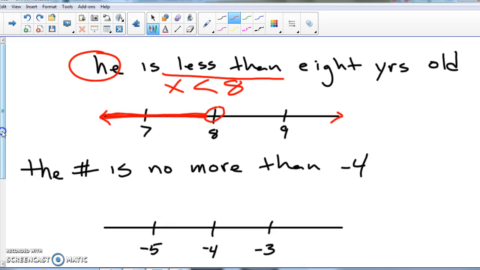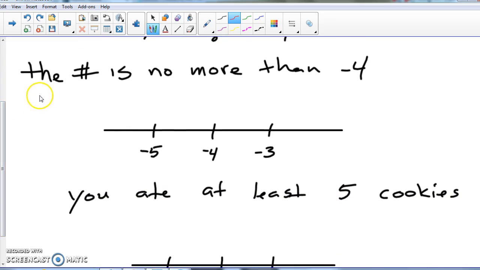Now we go down to the next one. The number that we're looking for in this case is no more than -4. So how do we write that? The number, our variable, is no more than -4. Okay, well if it cannot be more than, that means it has to be less than or equal to. Because it can't be more than, it has to be less than, but it could also be equal to.